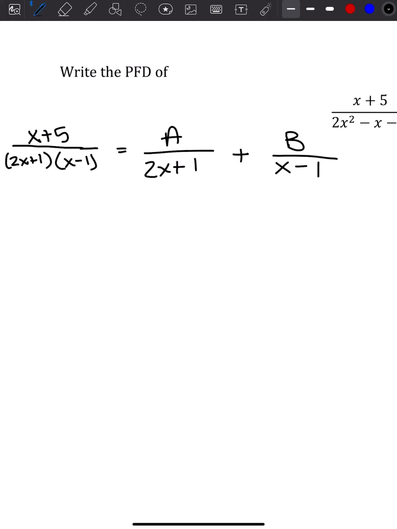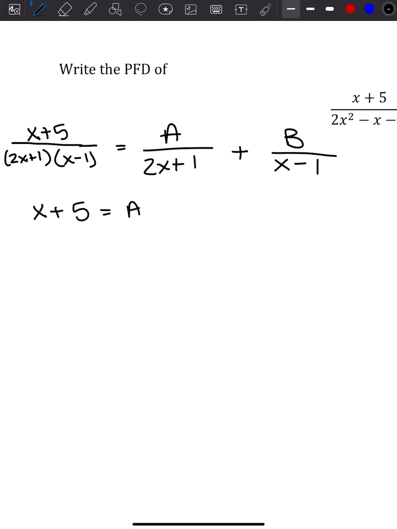Just like before, I'm going to multiply both sides by the denominator. I don't necessarily need to show that's what I'm doing, but that is what I'm doing. When I multiply both sides by the denominator, I know that first part is going to just become x plus 5. The second part, we multiplied this first fraction by both pieces in the denominator. The 2x plus 1 will cancel each other out to make 1. So we get A times x minus 1 plus B times our other factor, 2x plus 1.